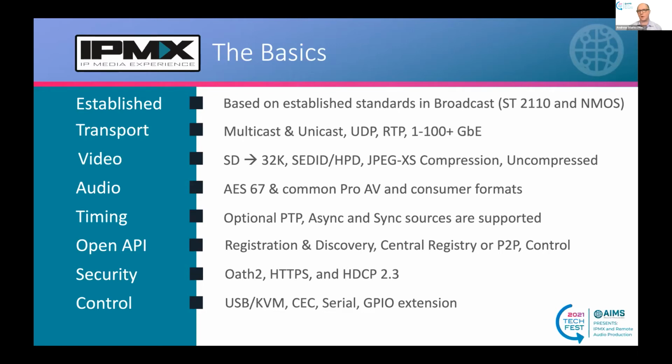Support for video is all the way down to, I don't know if it's 2 pixels by 2 pixels, but very small video, all the way up to 32K. And I apologize for the S in front of EDID here; that was a mistake. We also wanted to support EDID and hot plug detect and the kinds of behaviors that you expect from baseband video connections that consumers and people in Pro AV are used to. We settled on JPEG XS compression because of its performance with 4K 60 over a 1 gig network connection.